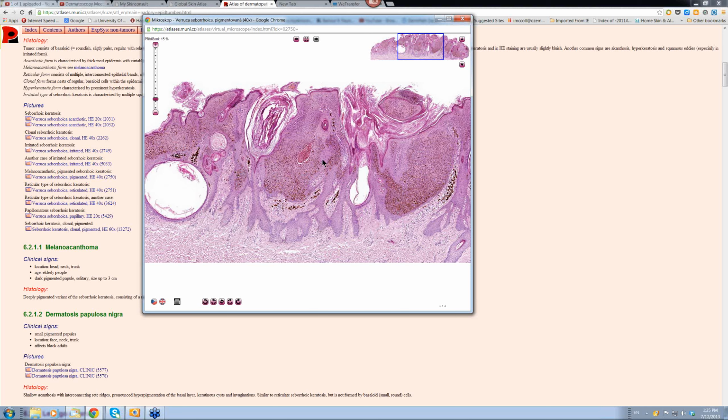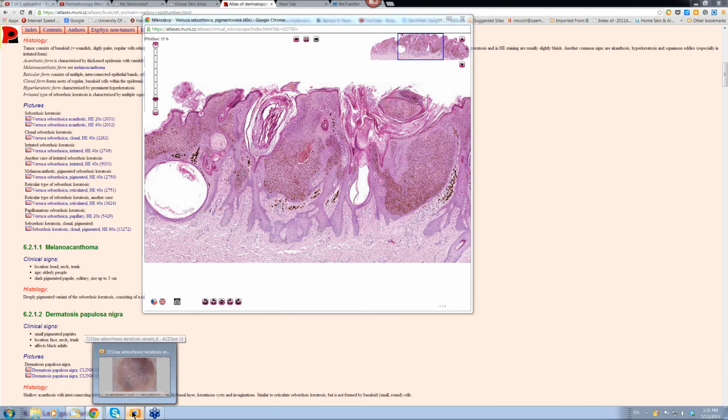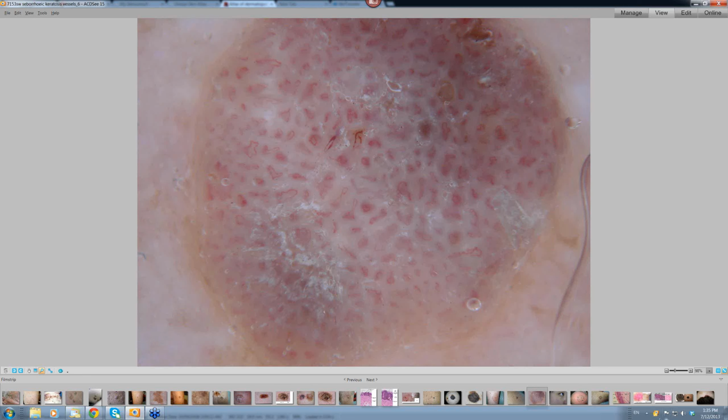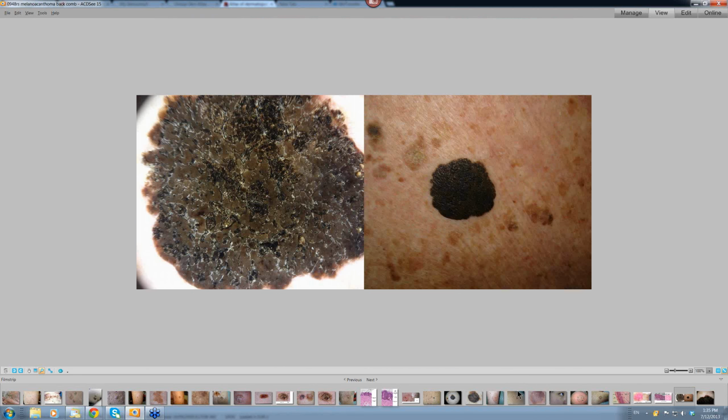But all this pigment is in the keratinocytes. And so this would be an exceptionally dark seborrhoeic keratosis. If this was thick enough and this pigment was deep enough here, it may even give a bluish color, as we showed in one of the specimens earlier on. So let's just flick back to the clinic, to the images before. Here was my example of a melanoacanthoma.